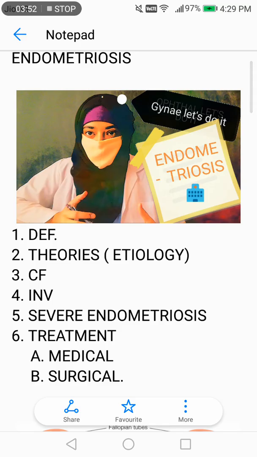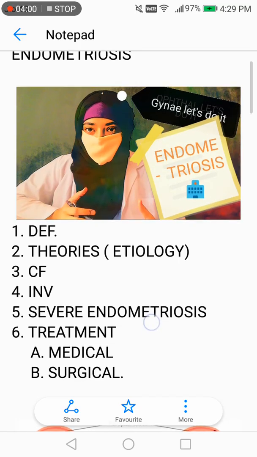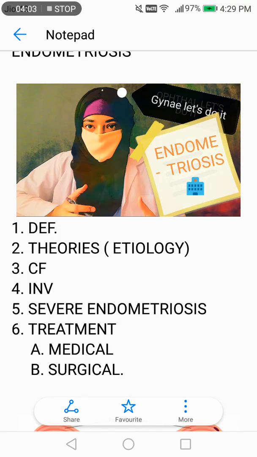The best investigation of choice is laparoscopy. In laparoscopy, if it is a new or acute condition, we see bluish deposits, a bluish black mass. And if it's quite an old endometriosis, then it shows a powder burnt appearance. In USG, there is nothing specific, there's just a ground glass appearance.